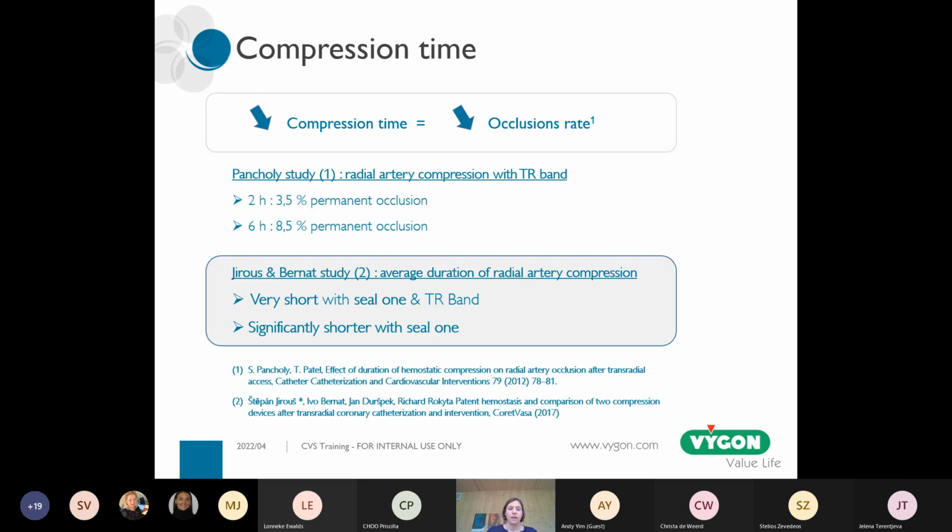You see that the compression is shorter with SIL1, and it's very important to have a short compression time because the occlusion rate depends on the compression time. If the compression time is shorter, the occlusion rate will be lower. So it's very important to have this in mind, and this is significantly shorter with SIL1.